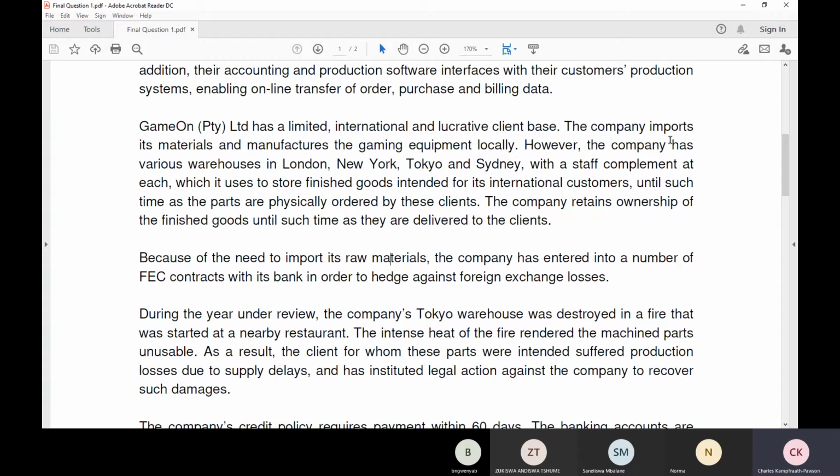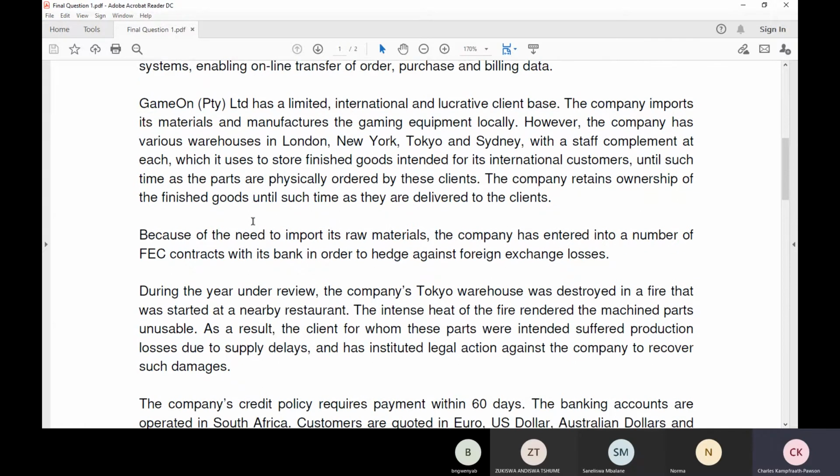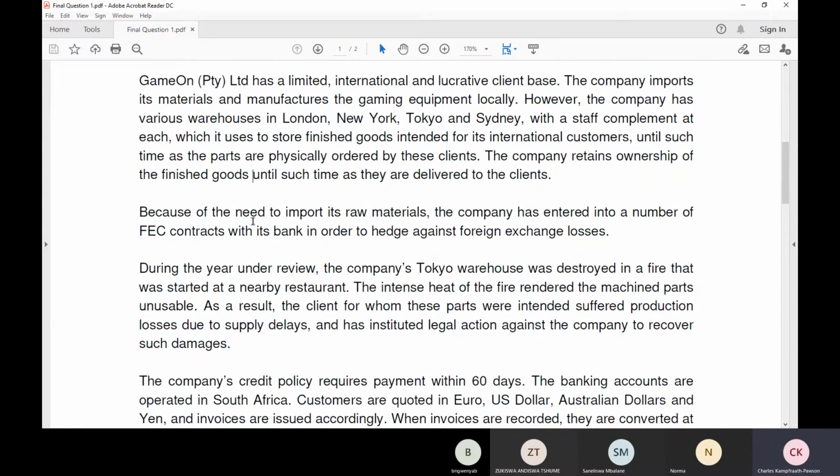Then it says there, so that's dealing with import. So you can say a lot about that. And then it talks about the financial statements, because remember, one of the things that we need to consider before we take on a client is what does the financial system look like?